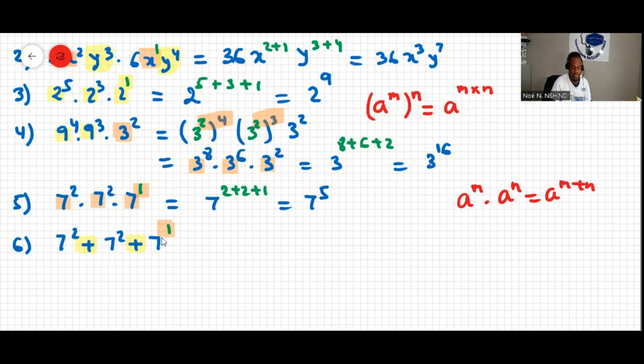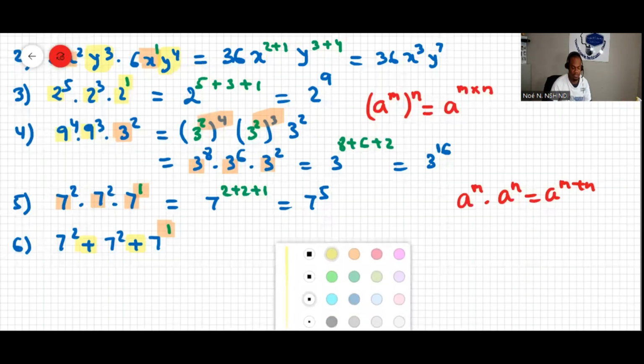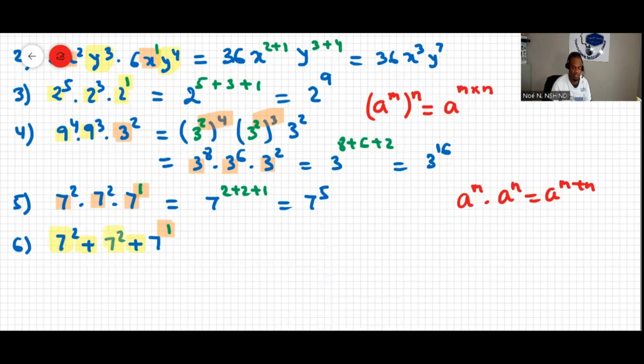Now in this case, there's a different way to solve this. I can go with the fact that these two are the same, 7 squared, 7 squared. 7 squared plus 7 squared is 2 times 7 squared. So 2 times 7 squared plus 7. Okay? So 7 squared is 49. 49 times 2 is 98. 98 plus 7 will be 105. Okay, 105. We can do that.